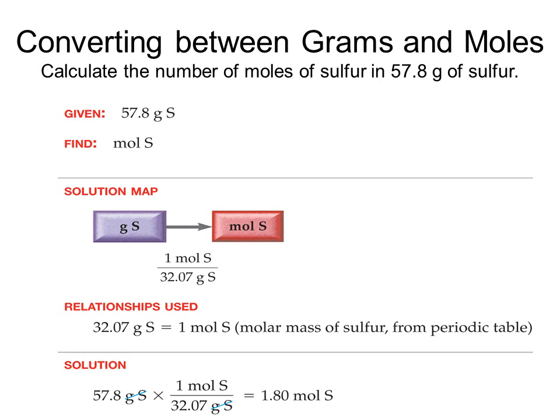The conversion factor then comes from the fact that if you look at the periodic table for sulfur, you see this weight for its molar mass. So 1 mole of sulfur is 32.07 grams. It's the molar mass of sulfur from the periodic table. The solution then is set up the way we normally do: the given, the conversion factor arranged so that the units cancel to get the units we want. 1.8 moles.